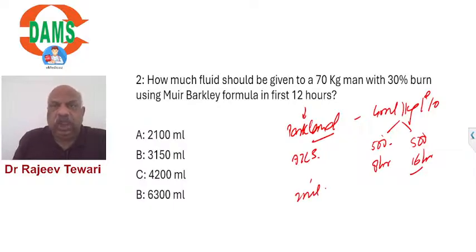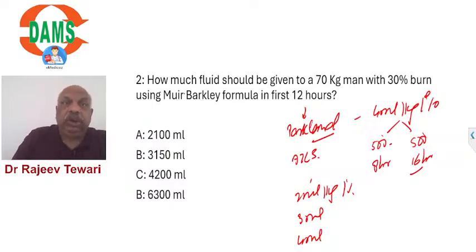ATLS is 2 ml per kg per percent of burn in adults, 3 ml in children and 4 ml in electrical burn. So this is Parkland. What about Muir and Barclay?